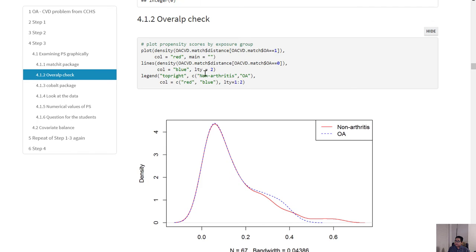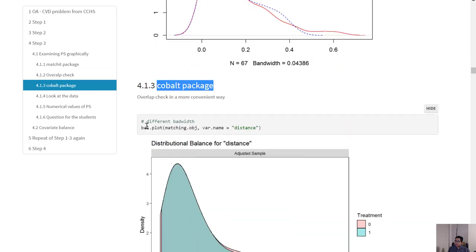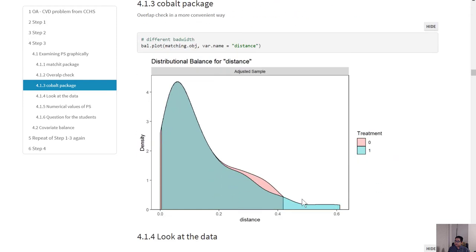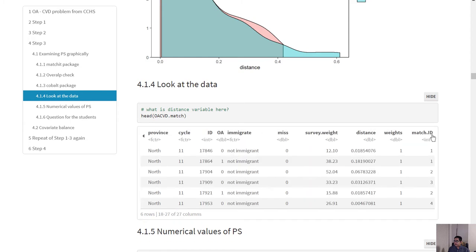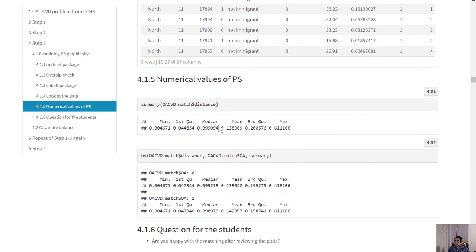There are some other packages that you can use to get this kind of plot directly. You have to write a lot of code to get this plot, but in the Cobalt package you can simply use this function, bal.plot, and that will give you this plot directly. And if you look at the dataset, you can see this distance variable is going to be our propensity score variable, right? Let us take a look at some of the numerical summaries of the propensity scores. It varies from very close to 0 to 0.6. Why? Because this propensity score is basically a probability, right? And you can cross tabulate with respect to the exposure variable as well.